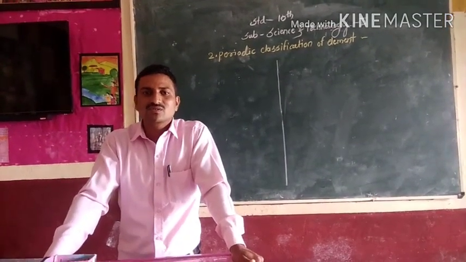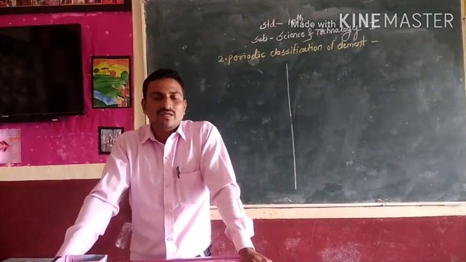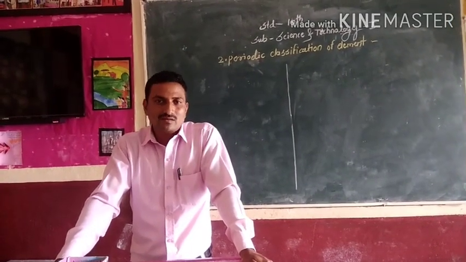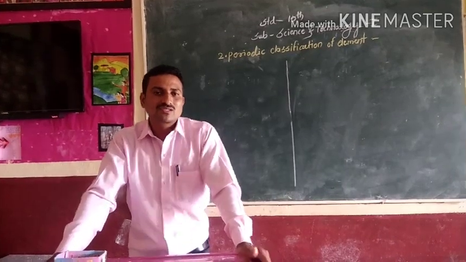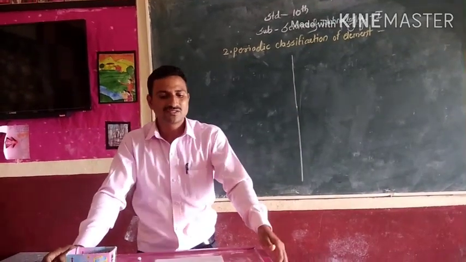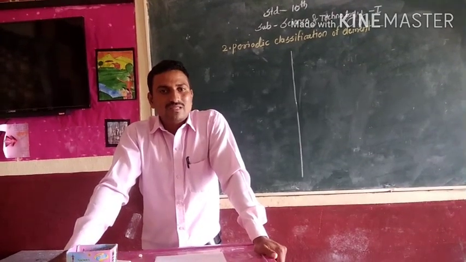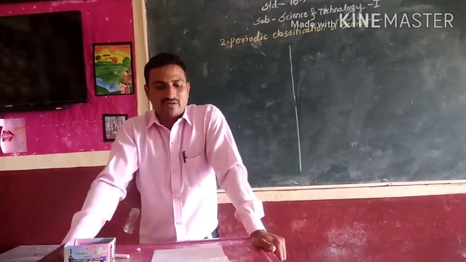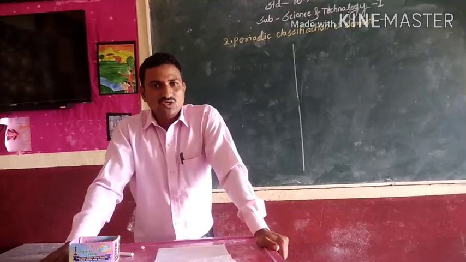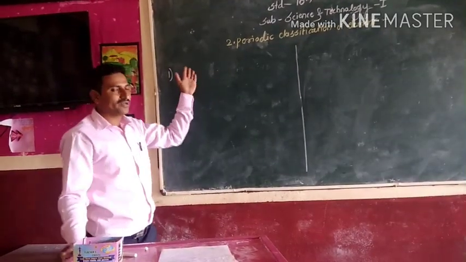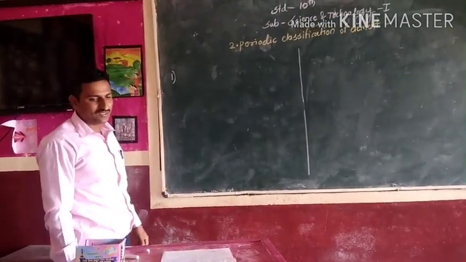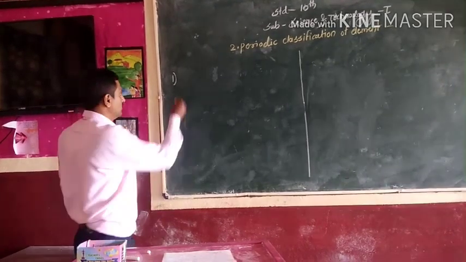The first scientist is Dobereiner, and his rule is Dobereiner's triads. Then we know the next scientist is Newlands, and his law is Newlands' law of octaves. The next part of this chapter is the Mendeleev periodic table.